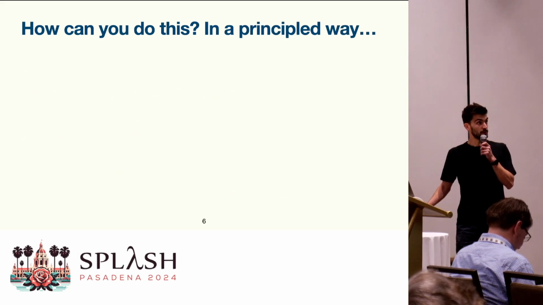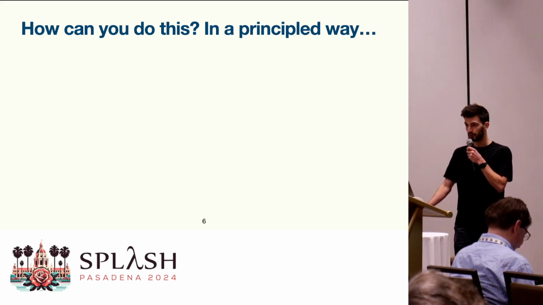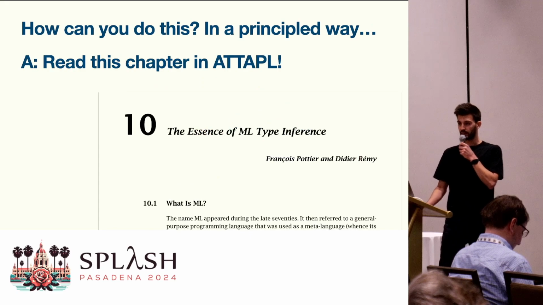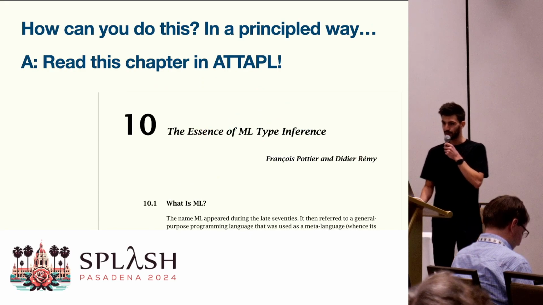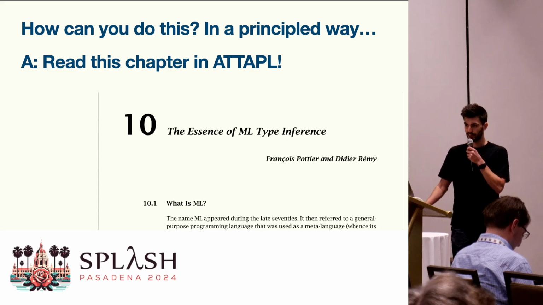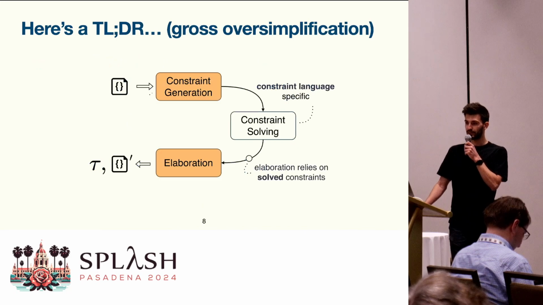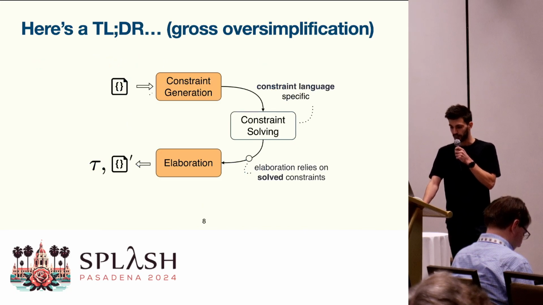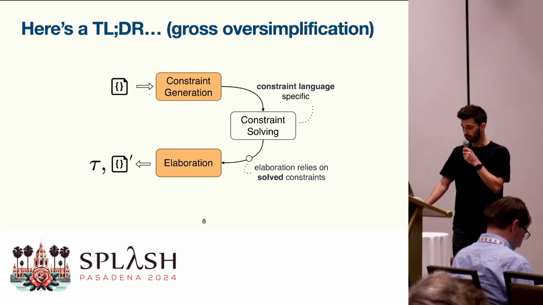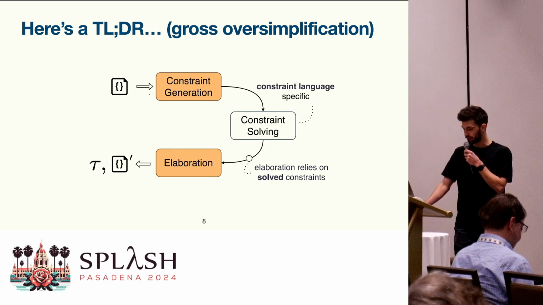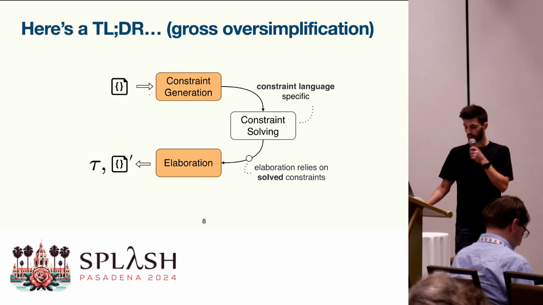Well, there's many approaches. If you want to do it in a principled way, then you should read this chapter in Advanced Topics in Programming Languages. If you don't have the time to read it, I'll just tell you what it says in a gross oversimplification. Basically, you take your input program, you generate a set of constraints, which you then solve, and then you use the solved form to elaborate to an equivalent program with explicit annotations.